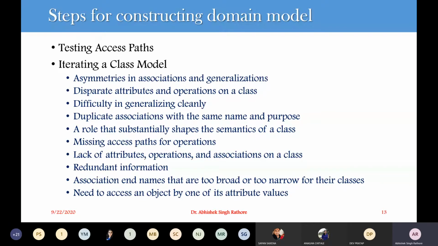In addition to that, we can look for missing associations. What are these? We have some missing access paths for operations. What we can do is add new associations so that you can answer your queries. Then another concern related to superfluous model elements is a lack of attributes, operations, and associations on your classes.